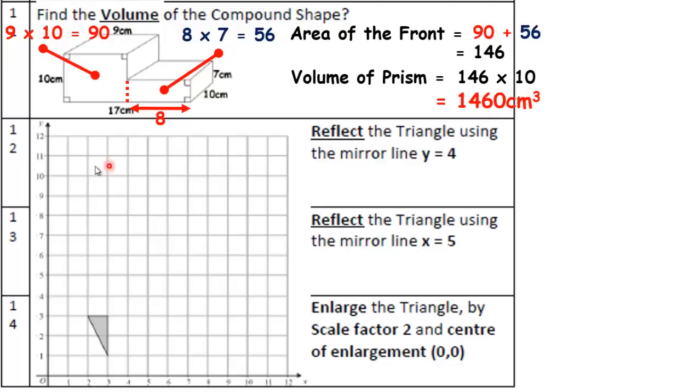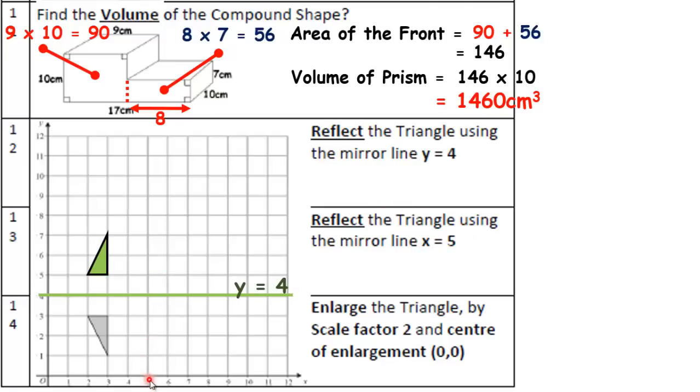Okay, looking at question 12. Reflect the triangle using the mirror line y is equal to 4. Go to the y-axis. There's the y-axis. Find 4 on the y-axis and now draw a horizontal line through it. That is the line y is equal to 4. Now we're going to reflect this shape along this line. So it's going to be flipped and it's going to be 1 square above. So it's going to go there. And if I draw it in, there it is. And that's my answer.